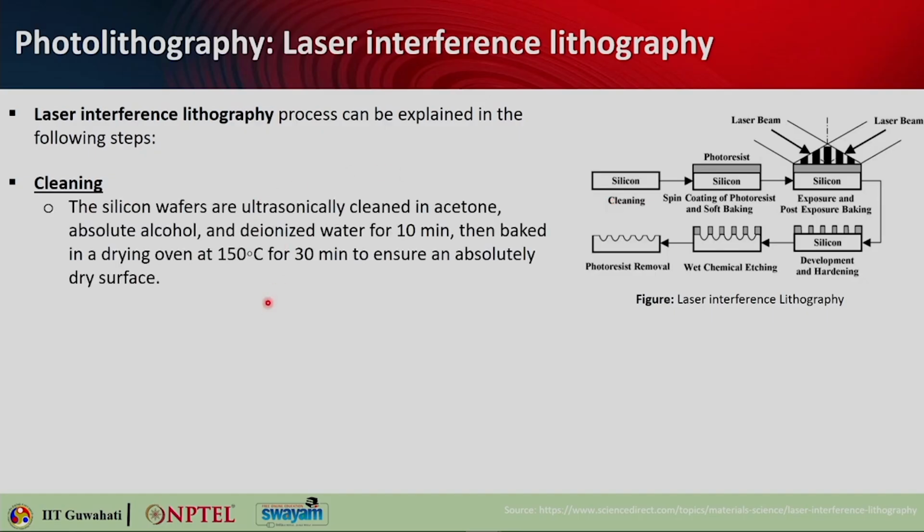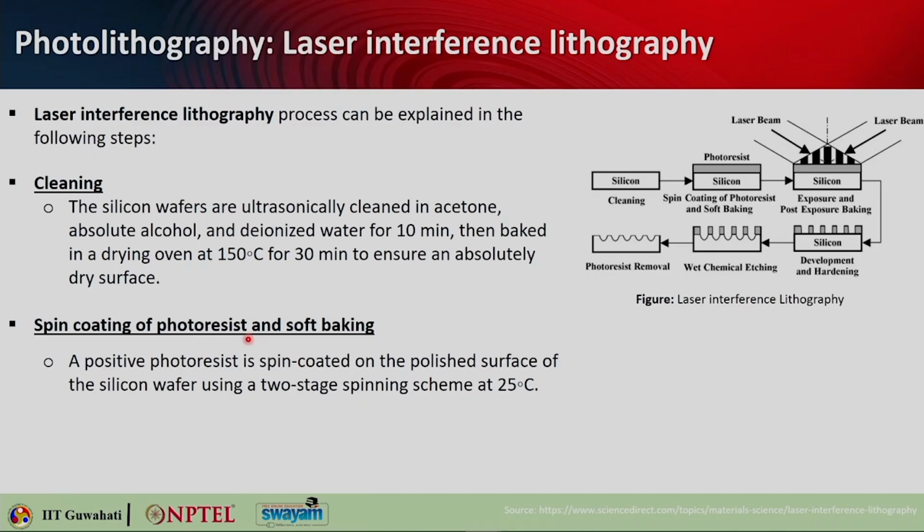You can see the silicon wafers are ultrasonically cleaned in acetone, absolute alcohol and deionized water for 10 minutes, and then baked in a drying oven at 150 degrees Celsius for 30 minutes to ensure an absolutely dry surface. After that, you go on to the spin coating stage, where you spin coat the photoresist and do some soft baking.